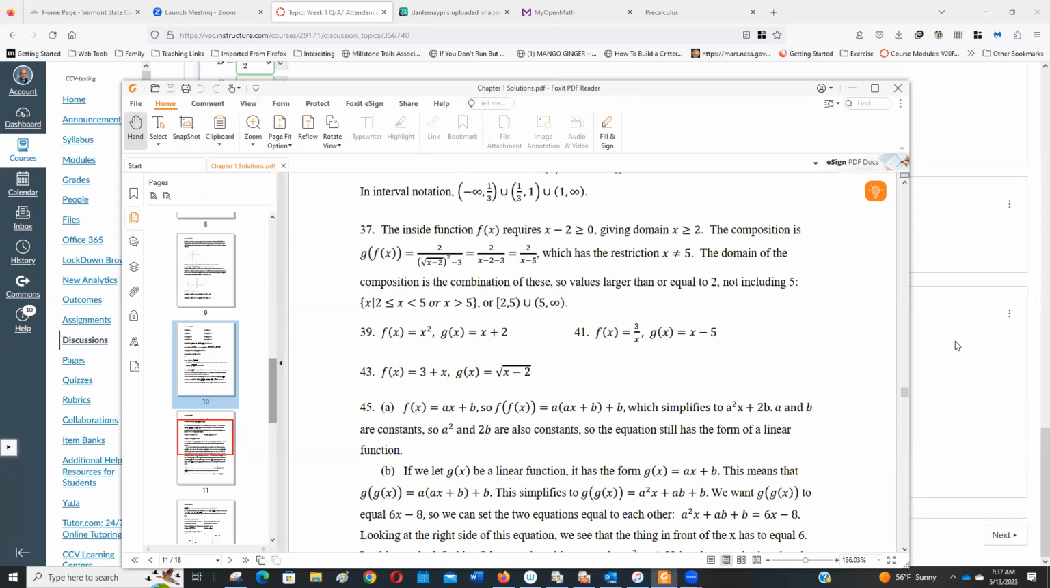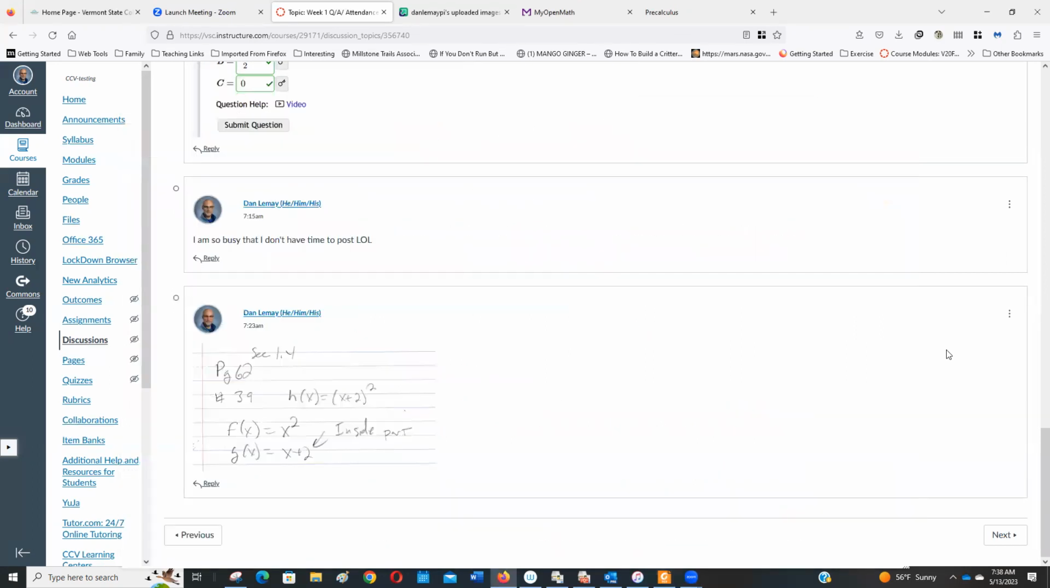So if you just posted answers, how do we know you didn't just copy down from the book, right? So give us some thinking. It doesn't take much thinking. See how I said this is the inside part? That's a little bit of thinking. That's okay. It's an odd number exercise though.